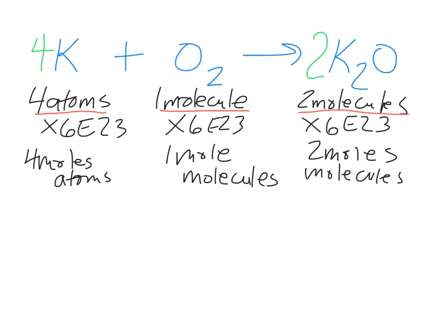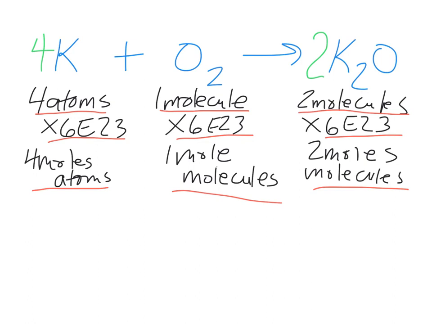But we've talked about this before, that if I were to take each of those and multiply it by Avogadro's number, 6.02 times 10 to the 23rd, just a huge number, we would end up having moles of each of these ratios. Instead of just 4 atoms to 1 molecule to 2 molecules, we'd have 4 moles of atoms to 1 mole of molecules of oxygen to 2 moles of molecules of potassium hydroxide.